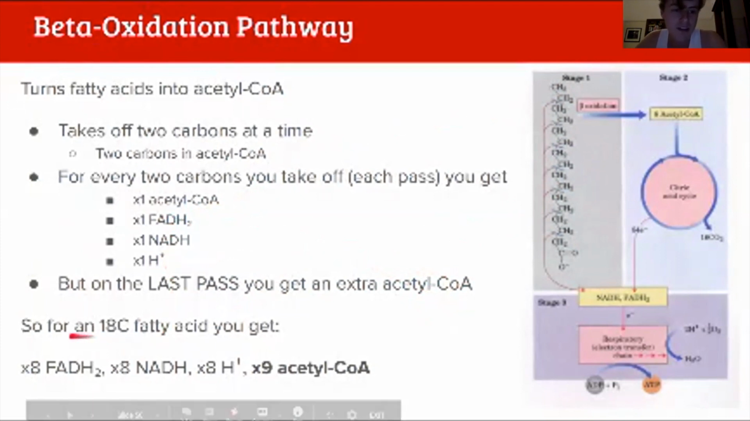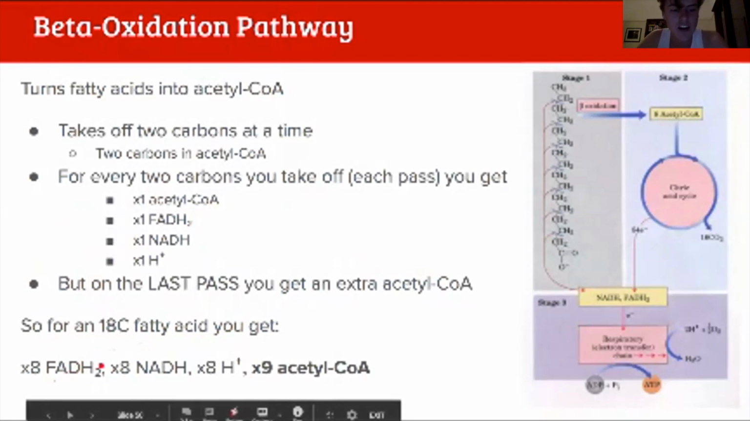So to extrapolate that, if you had an 18 carbon fatty acid and you broke that down via beta oxidation, you would get 8 FADH2, 8 NADH, 8 H+, but 1 extra acetyl-CoA, 9 acetyl-CoA.